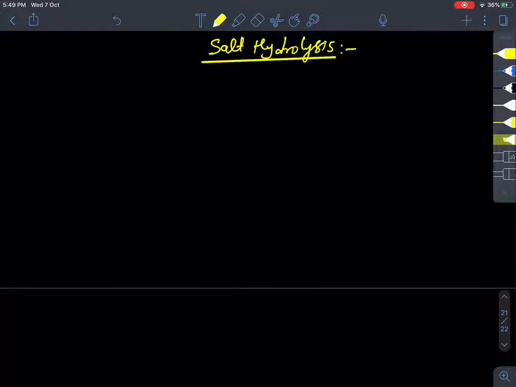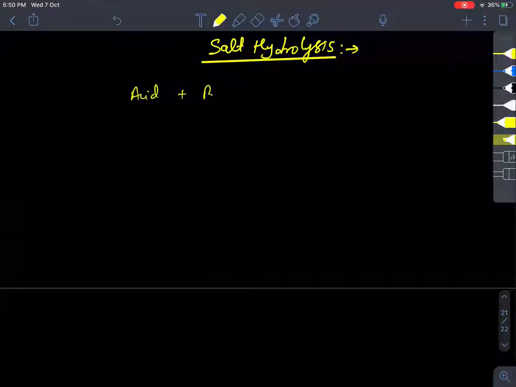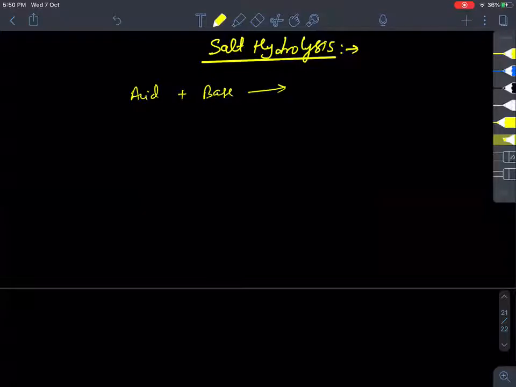Now, what is it all about? You know how the salt is formed, right? When an acid reacts with a base, it forms a salt along with water. Many such combinations you can draw.